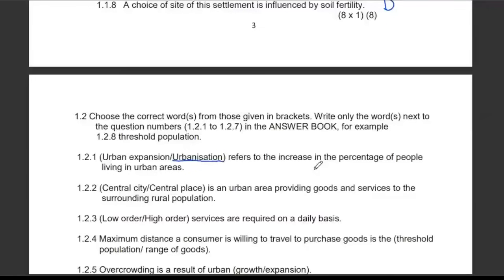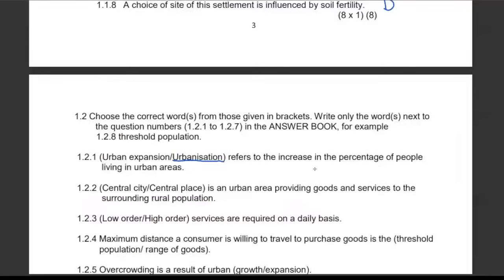The increase in the percentage of people living in urban areas is urbanization. Urban expansion, this is the physical growth of the urban area. When the urban area is physically growing, is expanding, we have more buildings being introduced to the urban area. The space coverage of the urban area is expanding. That is urban expansion. So correct response is urbanization. Right, we move on to the next question.